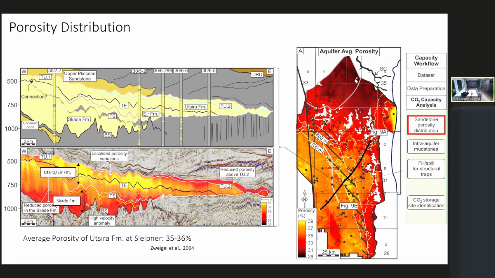If we look on the vertical scale, so if we look at this cross-section, which is running through the aquifer, what we can see is that in the Utsira and Aire formation, we have higher porosities relative to the underlying Skade formation.